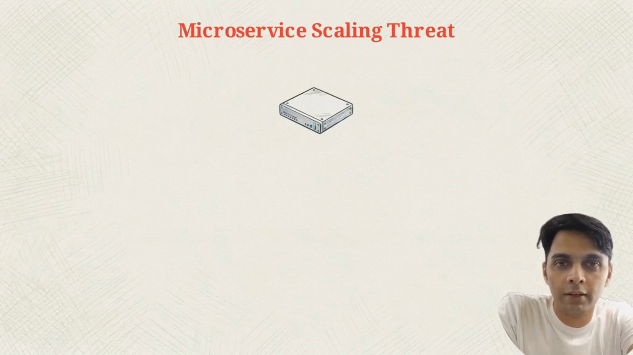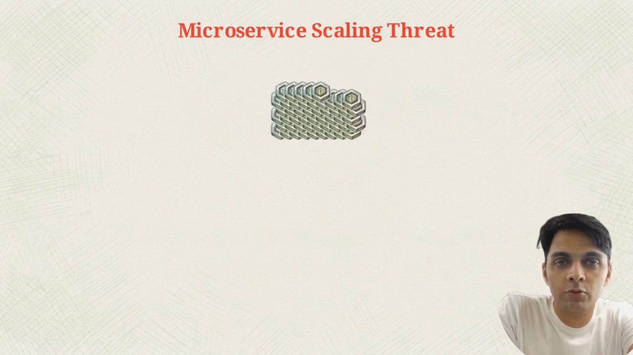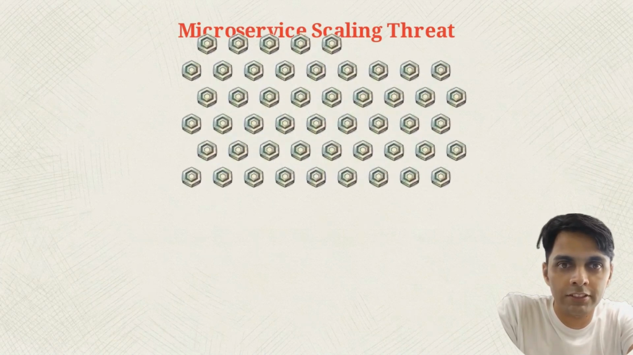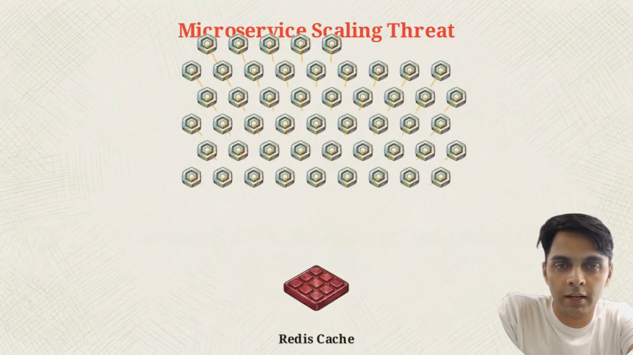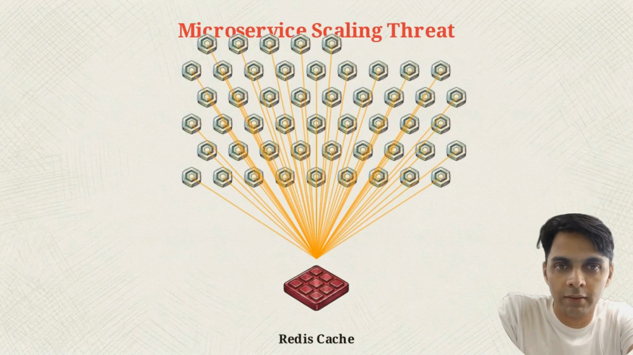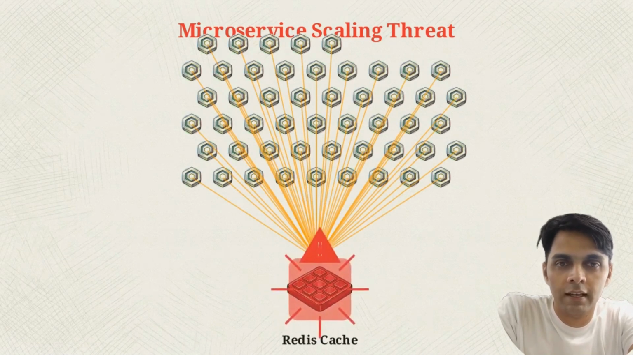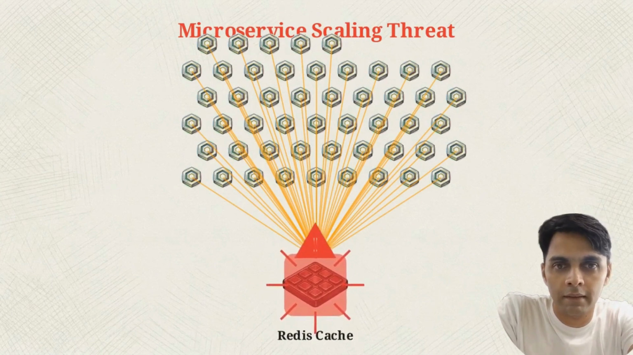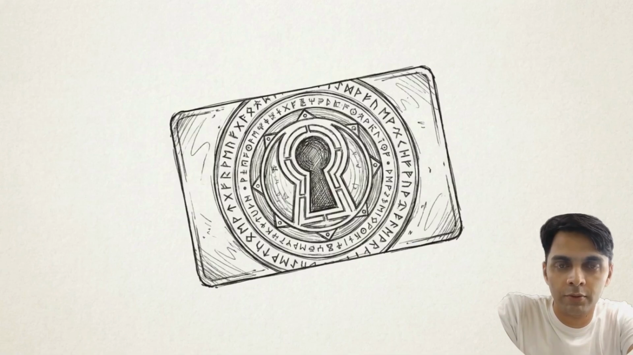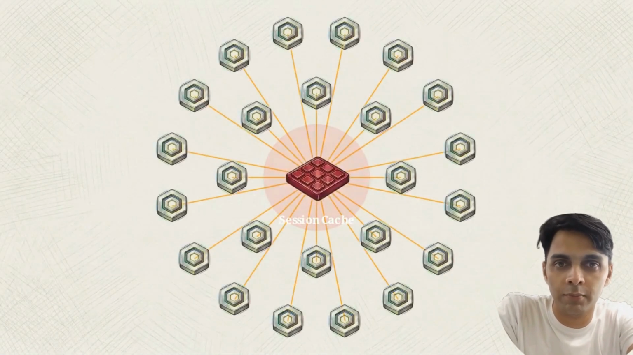But in a modern microservice architecture, we hit a new scaling threat. To process a single user request, 50 different internal microservices might spin up. If all 50 of them constantly ping the Redis cache to validate this new access token, the cache gets overwhelmed. To stop our own internal services from crashing the cache, we transition to a stateless architecture using JSON Web Tokens, or JWTs. A JWT cryptographically self-contains the user's permissions.